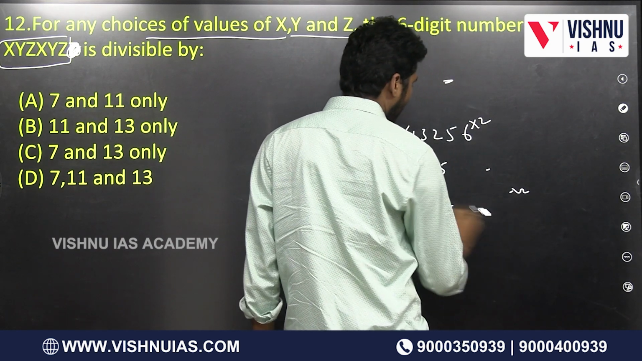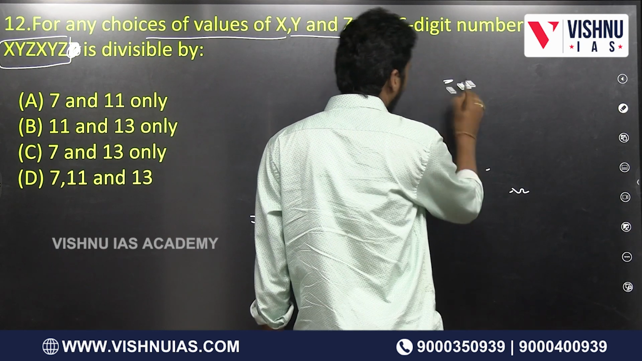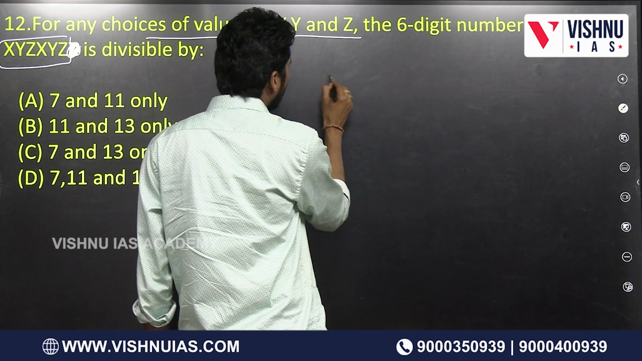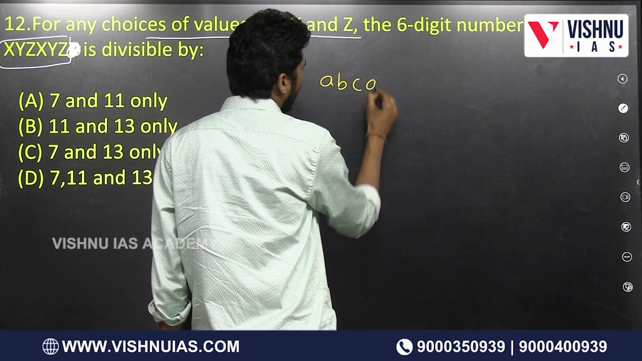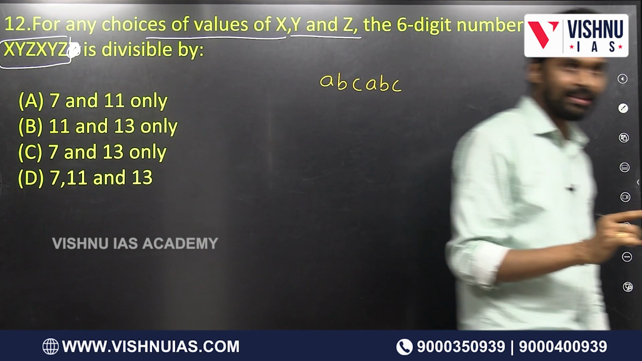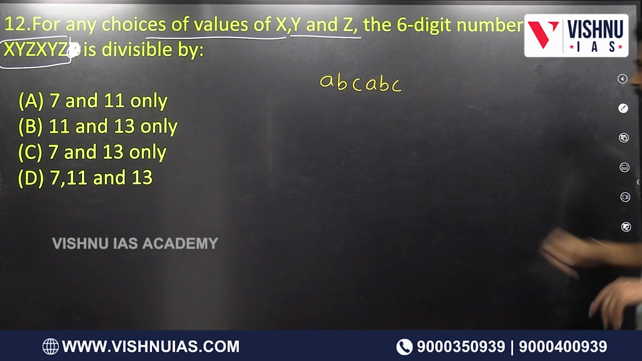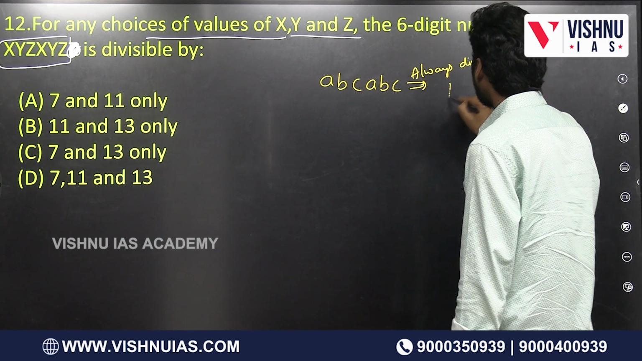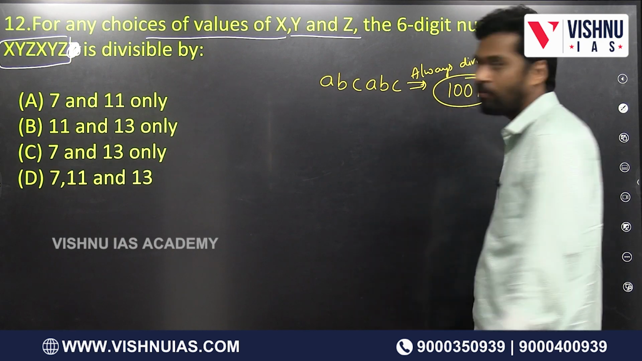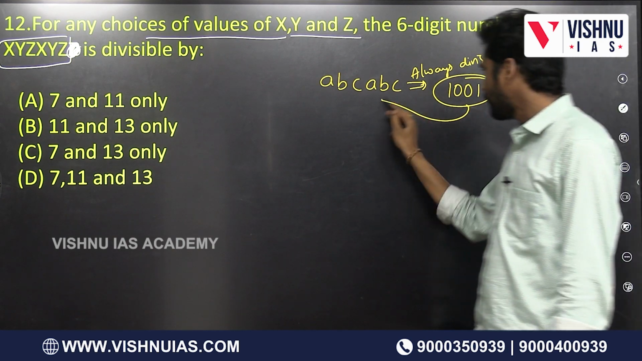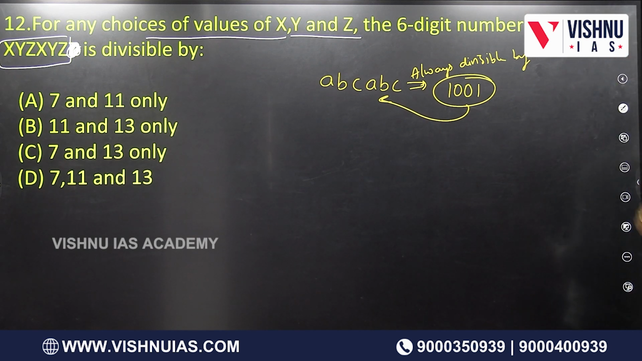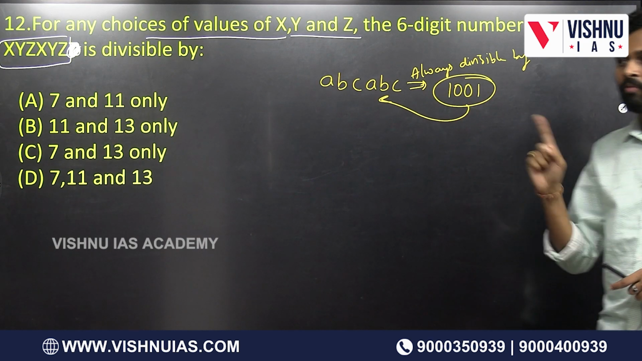XYZ, XYZ or ABC, ABC. When a number is in this form, you must remember this, it is a very, very important point. When a number is in the form of ABC, ABC or XYZ, XYZ, this is one of the most important forms we have. It is always divisible by 1001. Generally, multiples of 1001 will be in this form, ABC, ABC or XYZ, XYZ. So it must always be divisible by 1001.